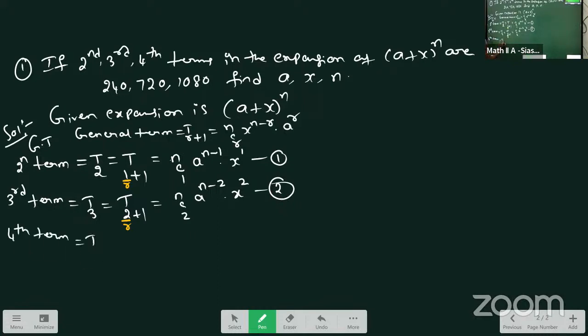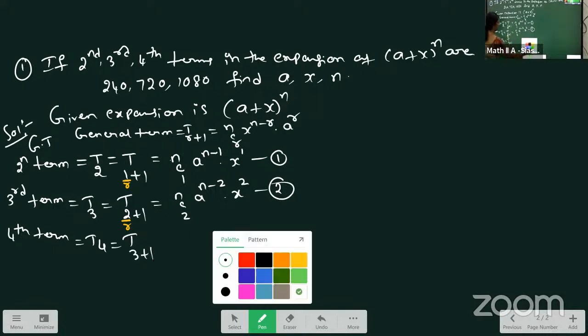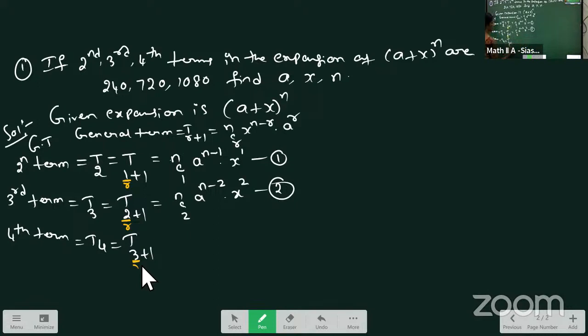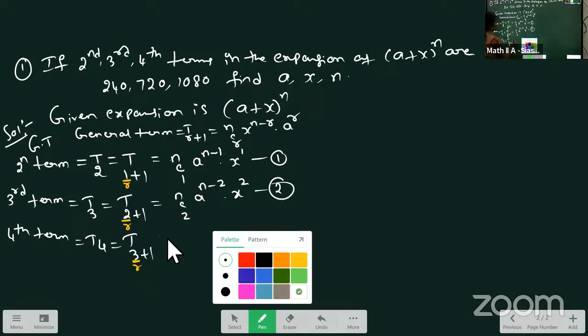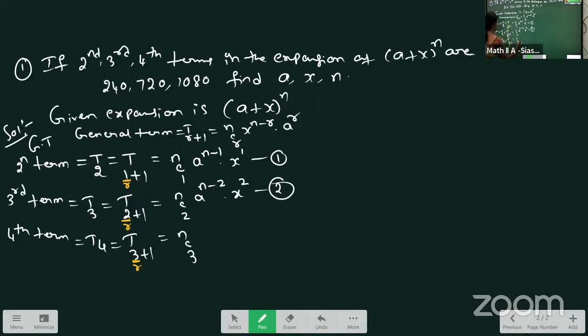Fourth term is T4. T4 can be written as T3 plus 1. Now again, what is R? 3 is our R. Now substitute: nC3 a to the power n minus 3 and x to the power 3. Take it as equation 3.